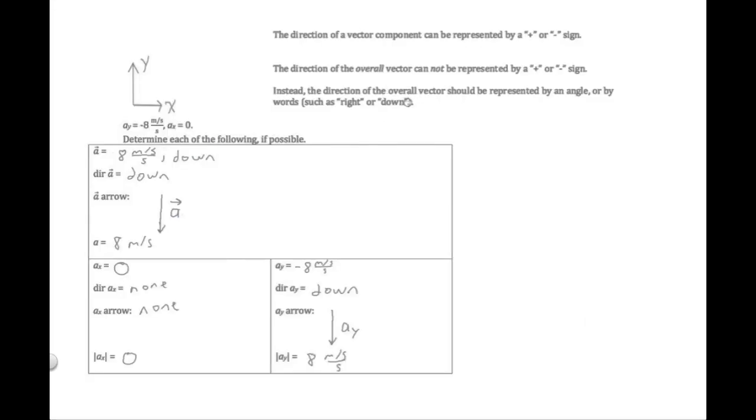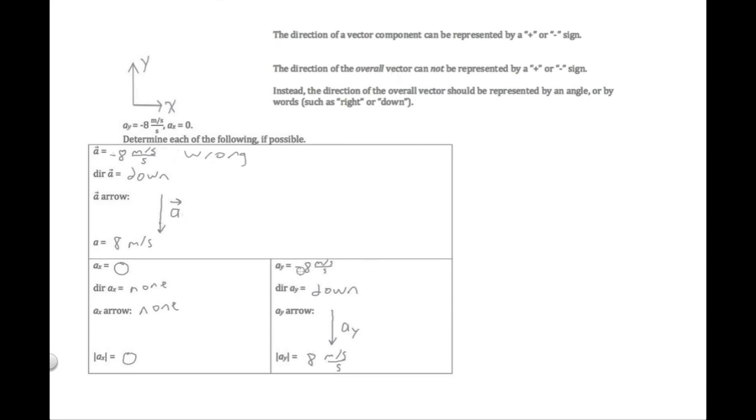So we've been discussing that the direction of a vector component can be represented by a plus or minus sign, as we do here. But the direction of the overall vector should not be represented by a plus or minus sign. But why don't we pause to explain why that is? Why can't we just say that the overall vector is -8, like we said the y component was -8? Well, I'll explain the logic, because that might help you to remember the rule.